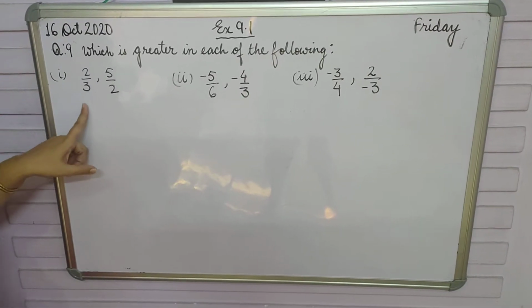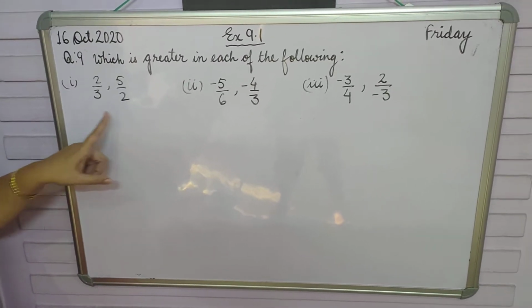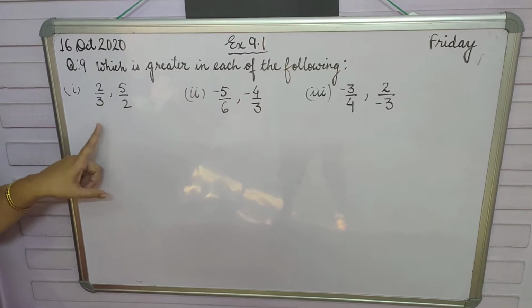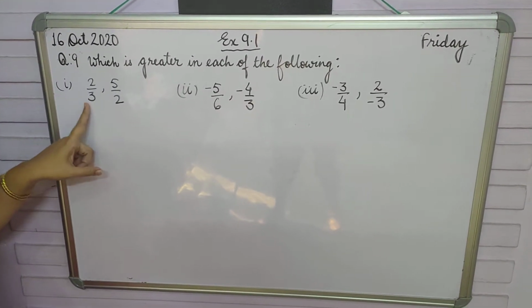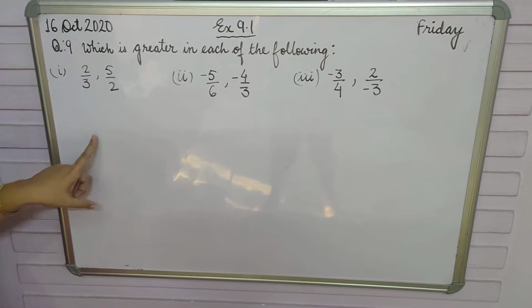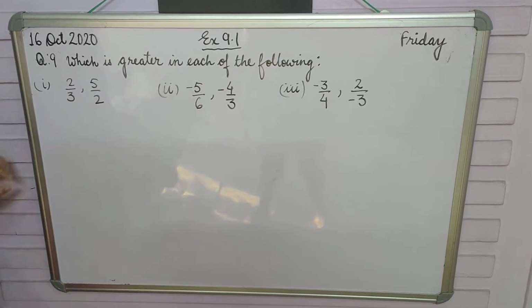Now there are two ways of doing this question. One is to take LCM, make the denominator same and find out. And another way is to do the cross multiply, which we have been doing earlier also. So both the methods are correct. I am doing first part with both the methods, then you can follow whatever method you feel like.